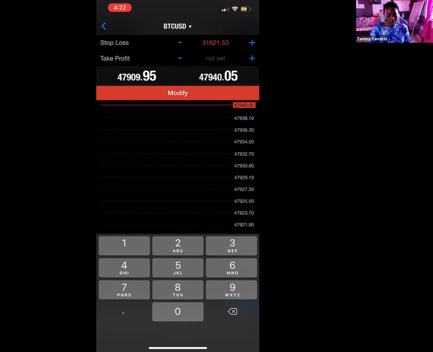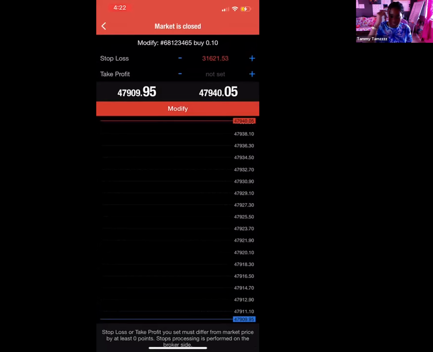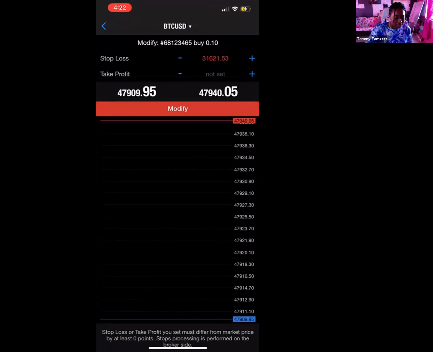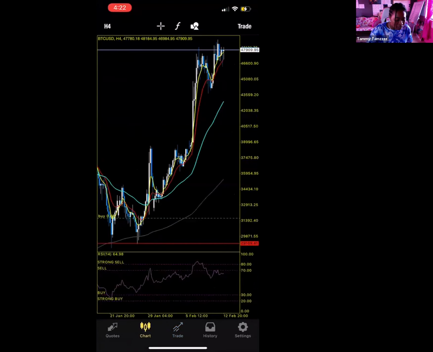Now when I put that here and I hit modify, let's just imagine that the market is open and this trade modified. When I go back to the chart, you will see that this grid line is now on my entry. That is how you move your stop loss to break even. That is how you close the door.